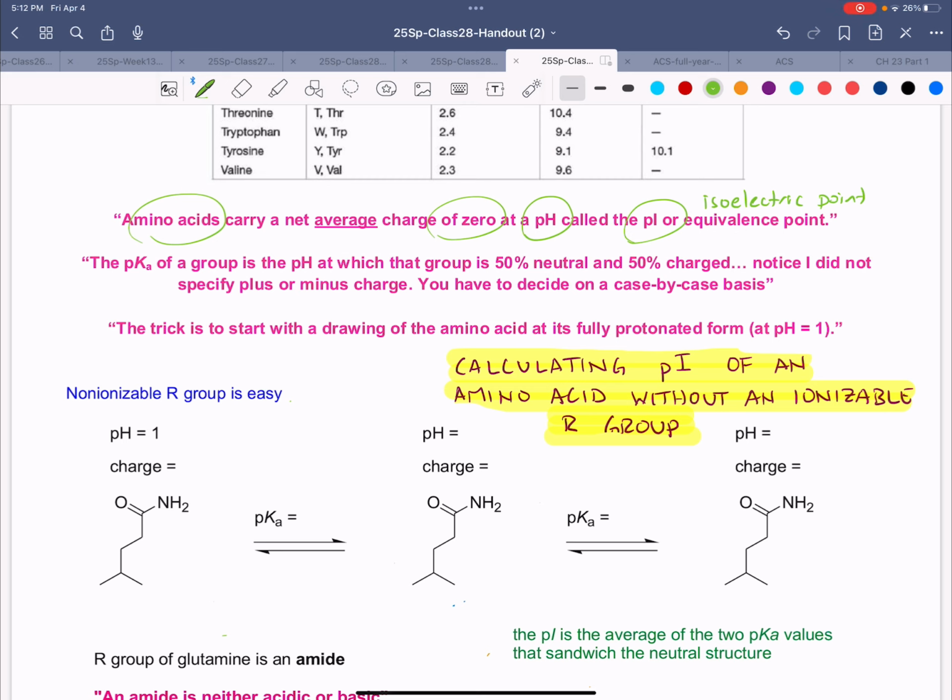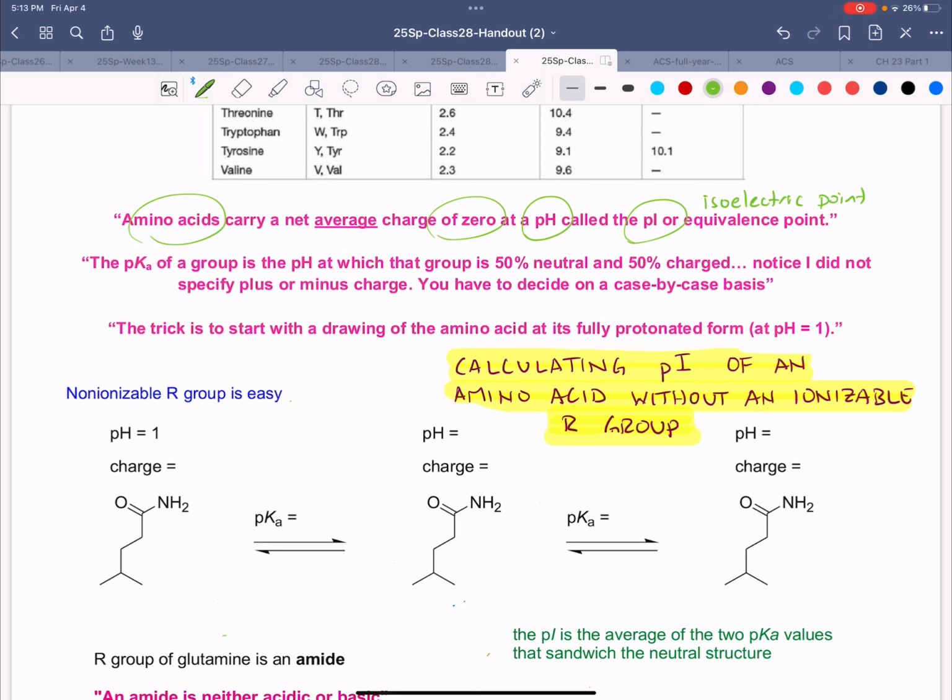Meaning, for instance, 80% of the amino acids could have a net 0 charge, and then 10% could have a +1, and another 10% could have a -1 charge. But on average, when you average all of those together, it's 0. That's the pI. It's literally the pH at this situation.